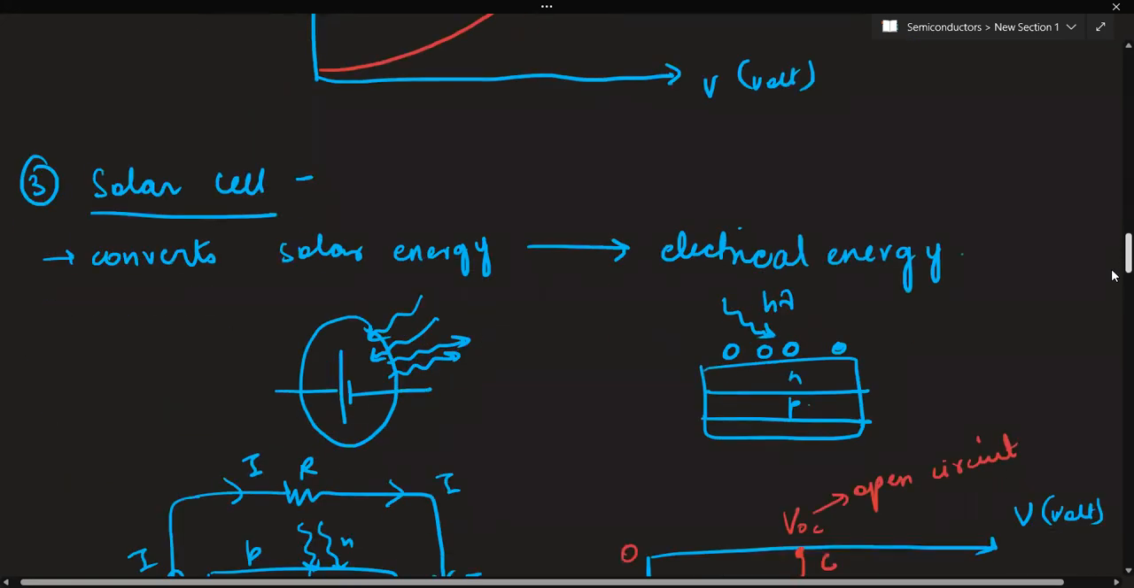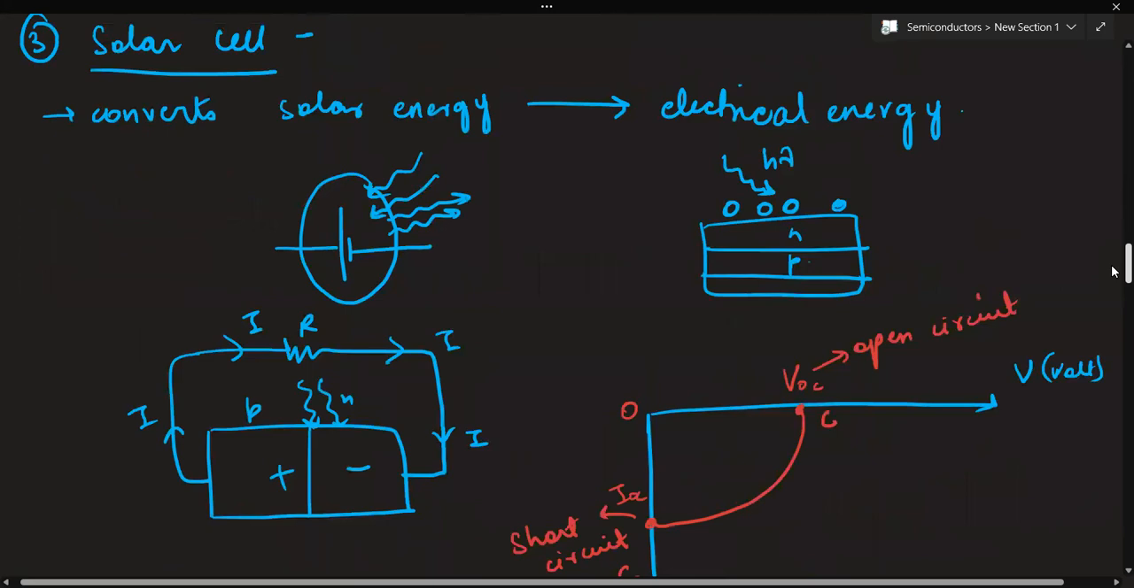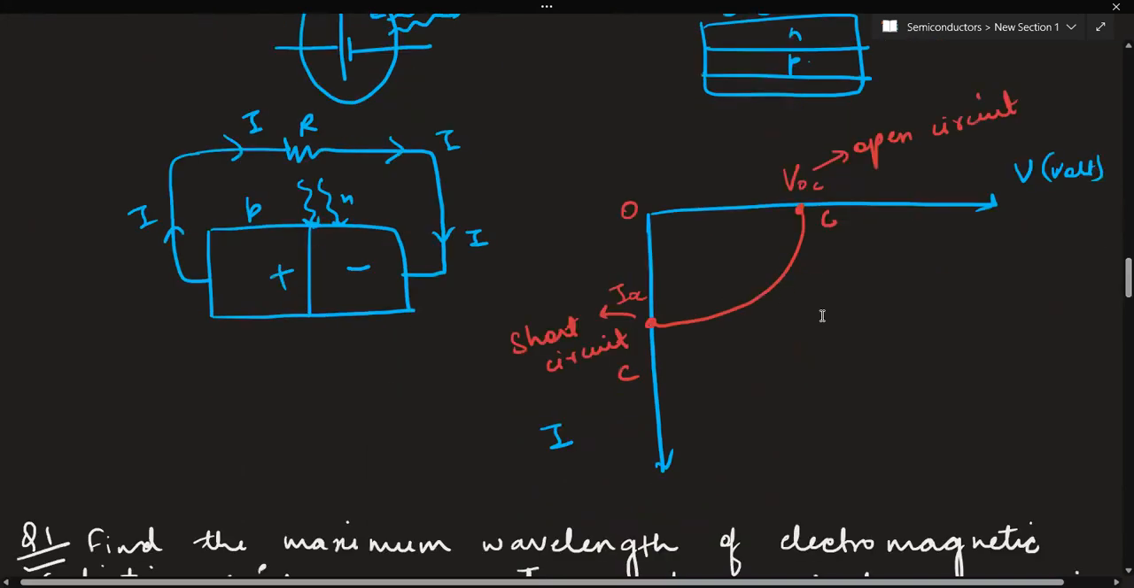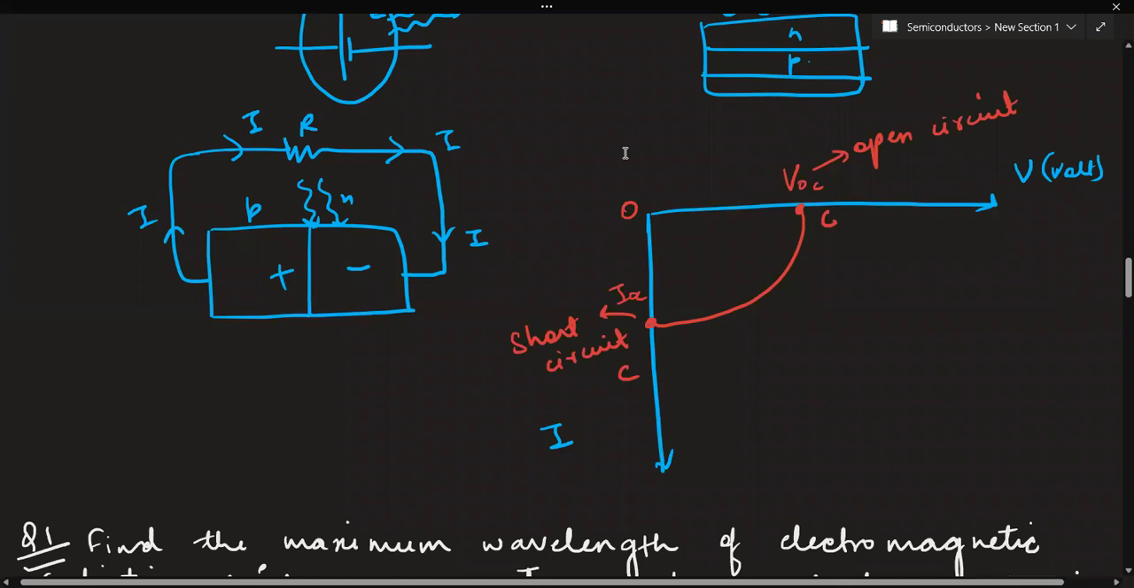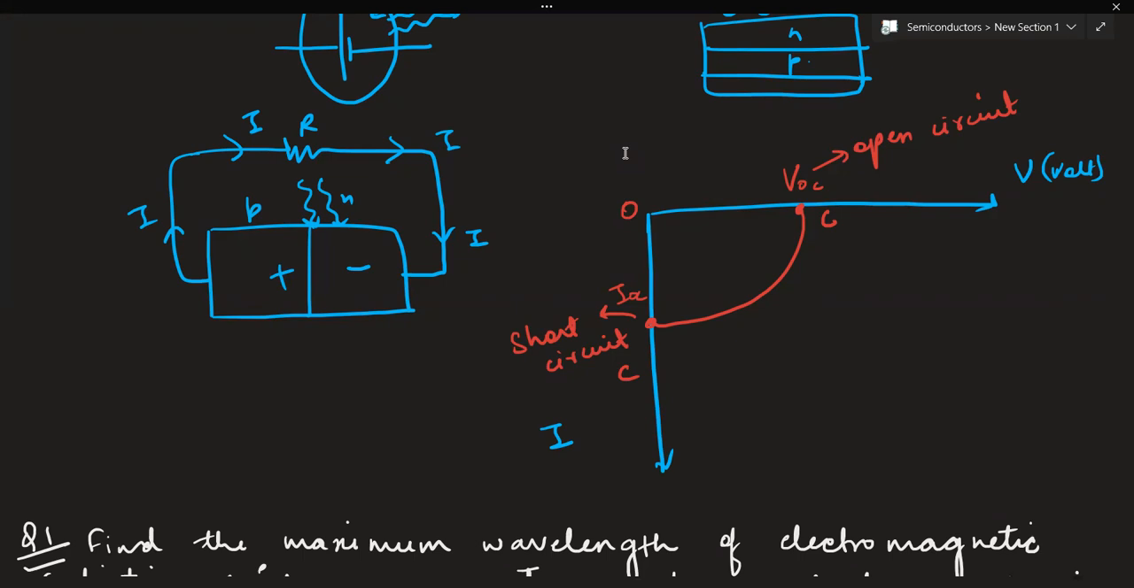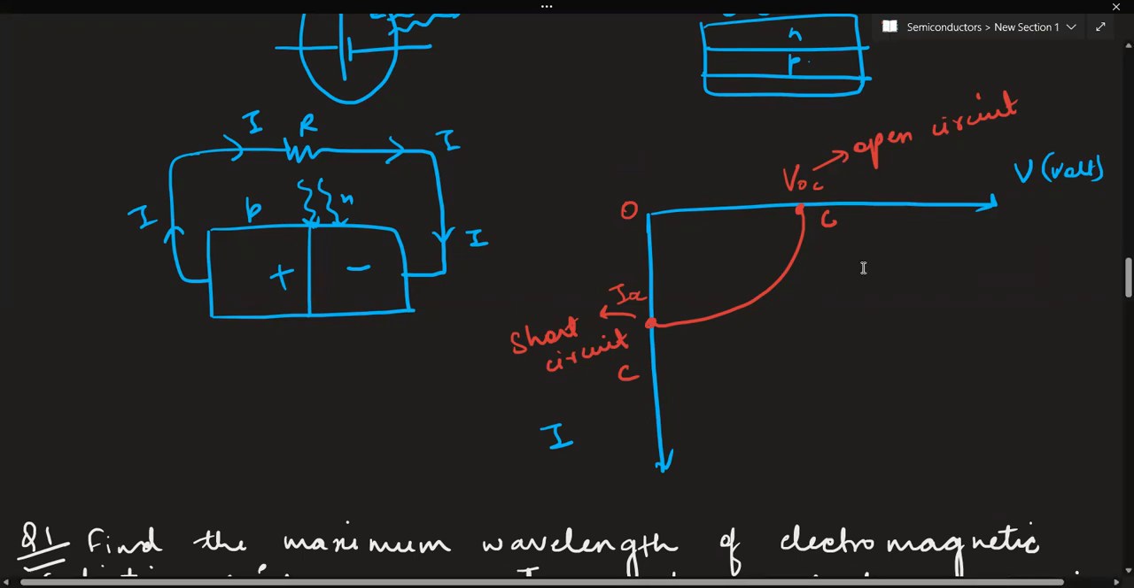Then we have the solar cell. Solar cell converts the solar energy, means the energy of the sun, into electrical energy. You have two cases in the graph of it. One is this, where the current is 0. If your current is 0, means your circuit is an open circuit, no current is flowing. And if there is excess of current, means potential is 0, then you say you have shorted the circuit. Short circuit has occurred because lots of current has flown. So this is the graph for the solar cell.